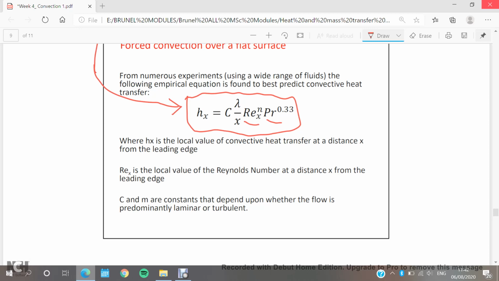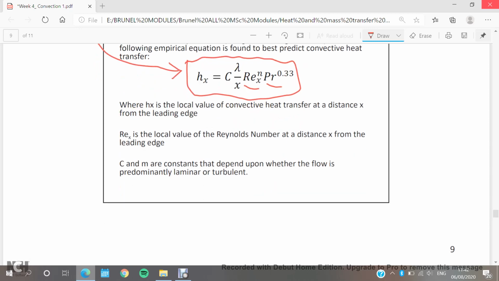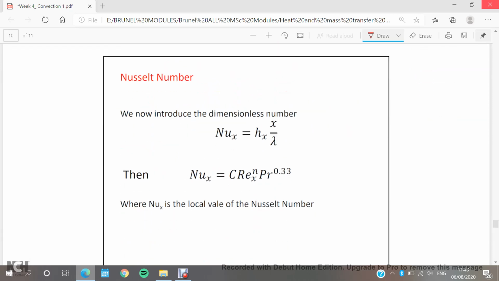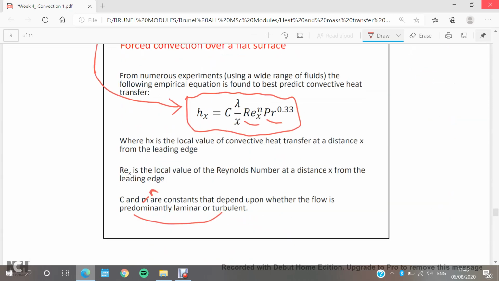So c and n are constants that depend upon whether the flow is laminar or turbulent. Here it should be n, sorry, so you have to put it here. This is a copy mistake. So c and n are based on whether the flow is laminar or turbulent. Okay, so this is the local heat transfer coefficient.